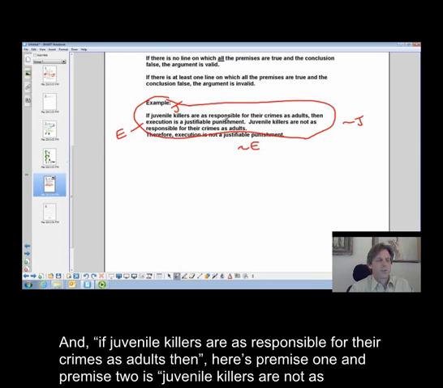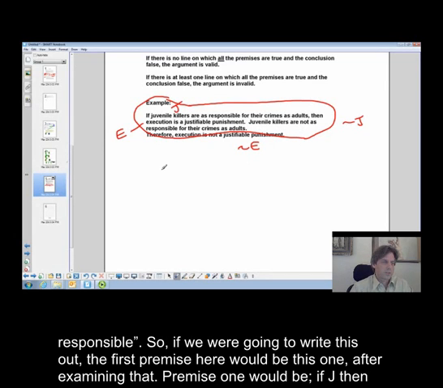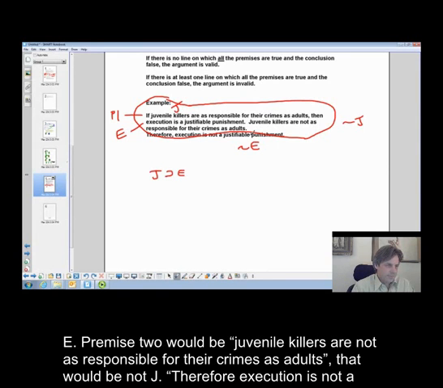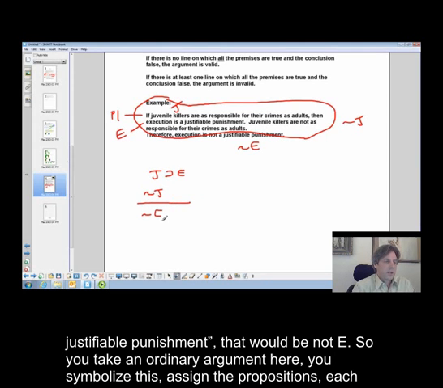And if juvenile killers are as responsible for their crimes as adults, then, here's premise 1, and then premise 2 is juvenile killers are not as responsible. So if we were going to write this out, the first premise here would be this one. After examining that, premise 1 would be if J, then E, right? Premise 2 would be juvenile killers are not as responsible for their crimes as adults. That would be not J. Therefore, execution is not a justifiable punishment. That would be not E.